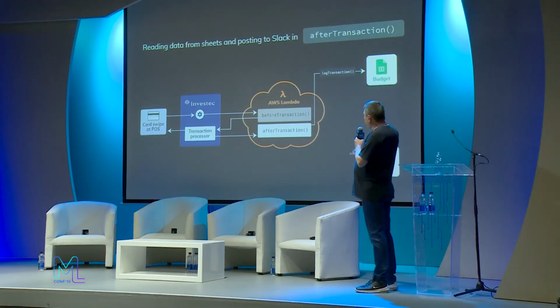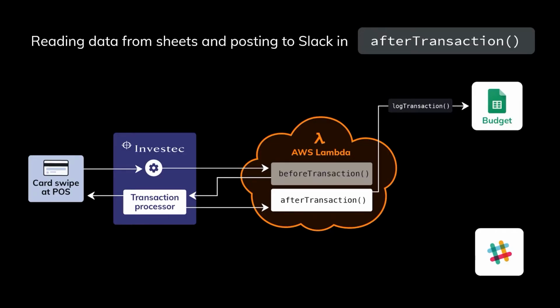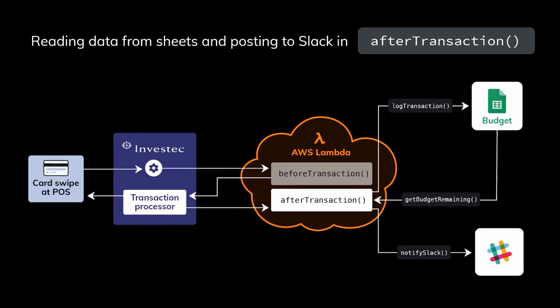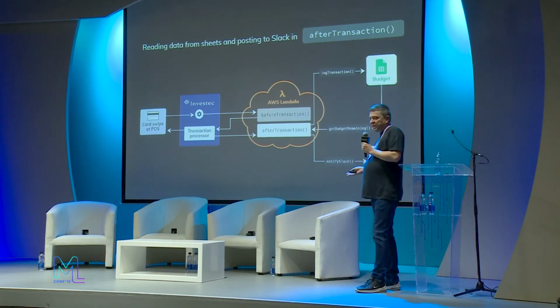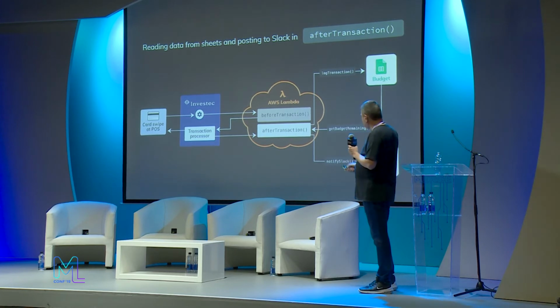Okay, so the next thing I want to do is notify myself against that spend category. So once again, we're going to plug into this after transaction here. We're going to log it to that budget. Now what I do is actually read that Google Sheet back, so I can start doing some calculation in that after transaction method. And then I want to post it to Slack. So every time I swipe my card, I'm going to get a Slack message that you have X amount of money available to spend still.